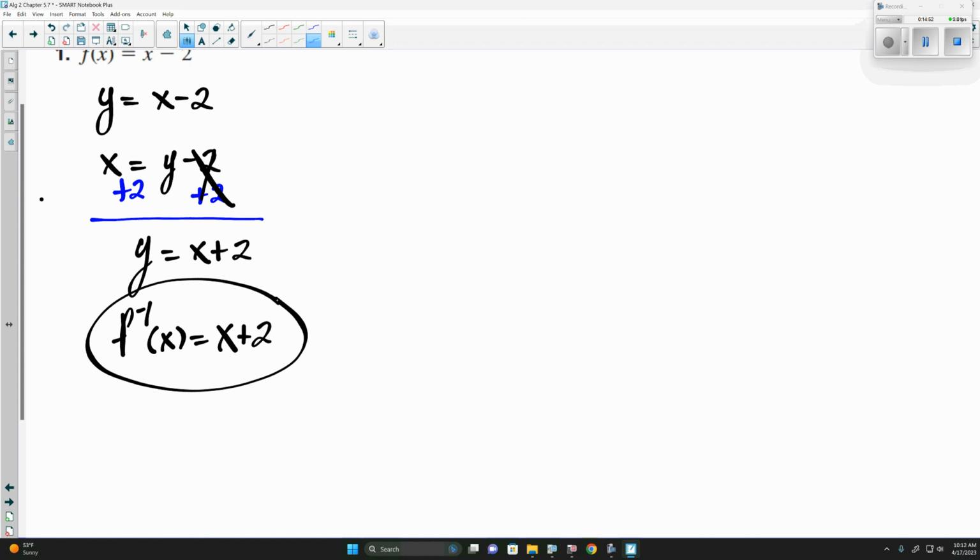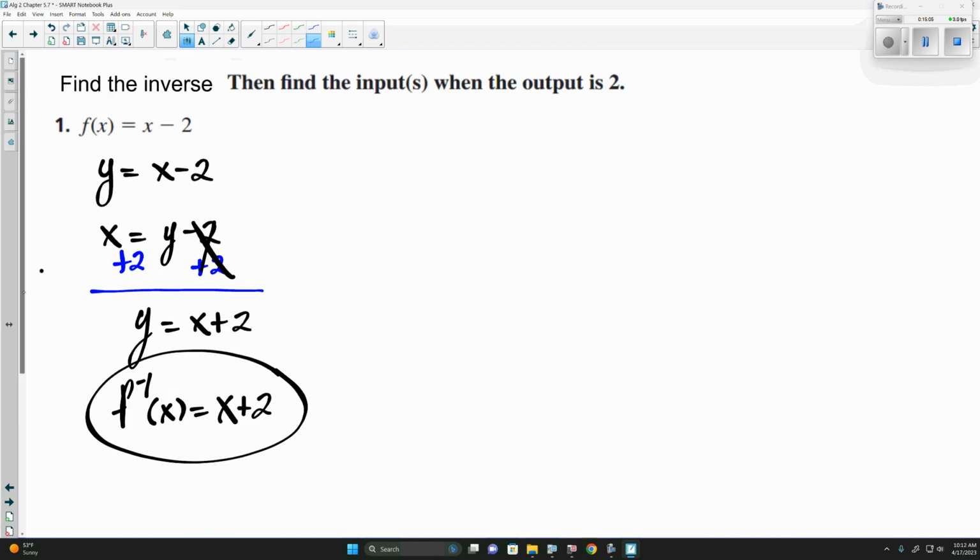f of x and f inverse of x are just ways to name the functions so that we can distinguish between the two, which one we're talking about. I'm not going to worry about the inputs for this here. Questions on finding the inverse? We good with these here?